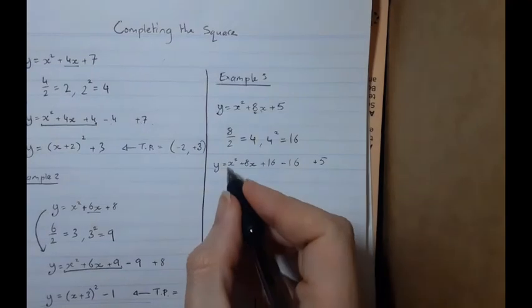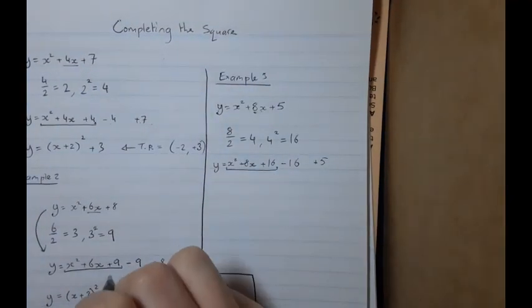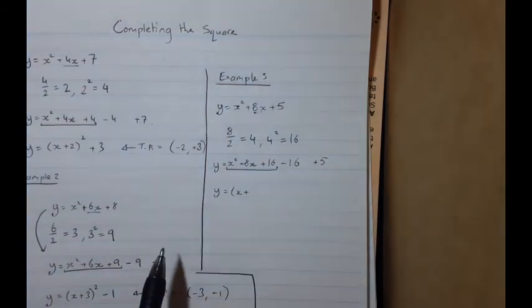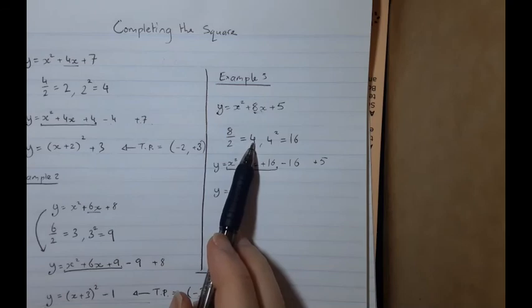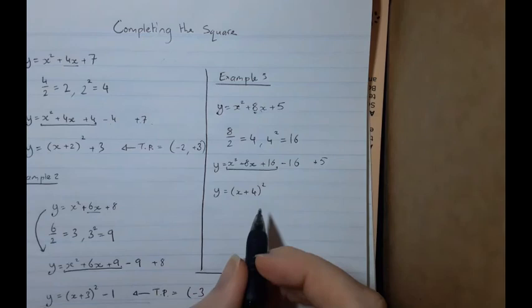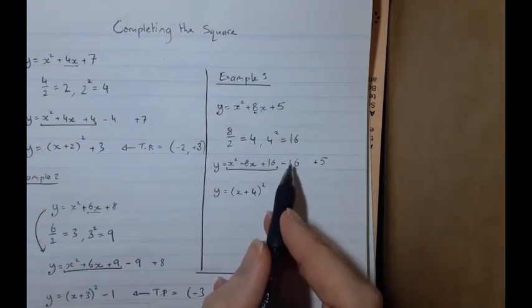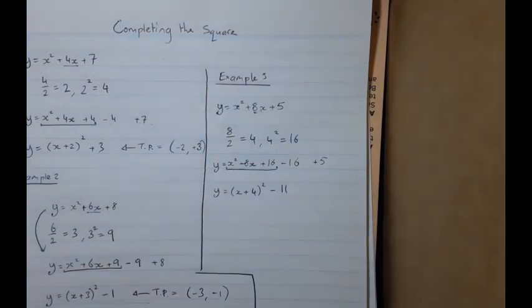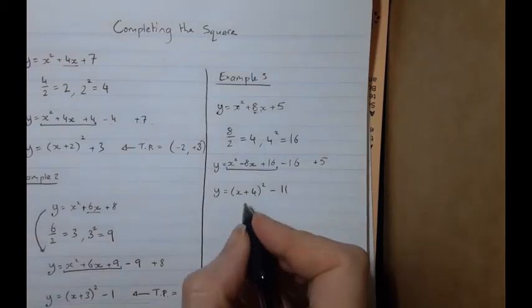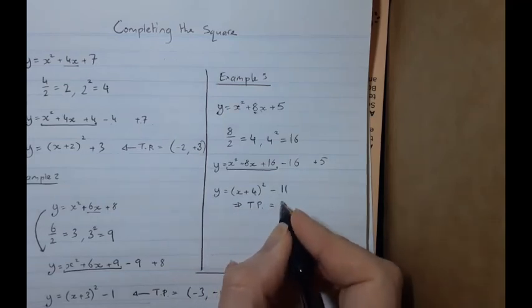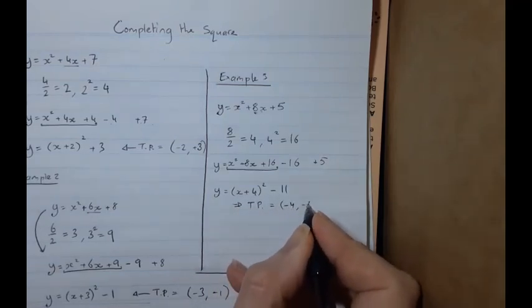And again, we're interested in these first three terms. We know they factorise nicely to x plus something squared. That something is the 4, because when we halved 8, we got 4. So x plus 4 squared. Then we add these two terms on the end, 16 and 5. So minus 16 plus 5 is minus 11. From this point onwards, we've completed the square. So I'm just going to write the turning point is equal to minus 4 comma minus 11.